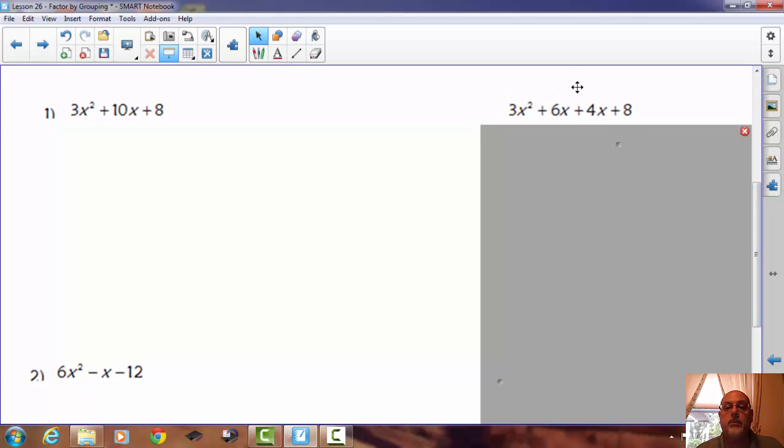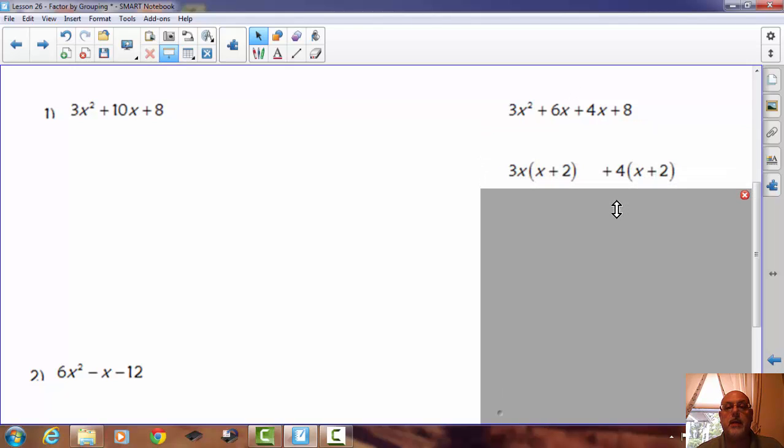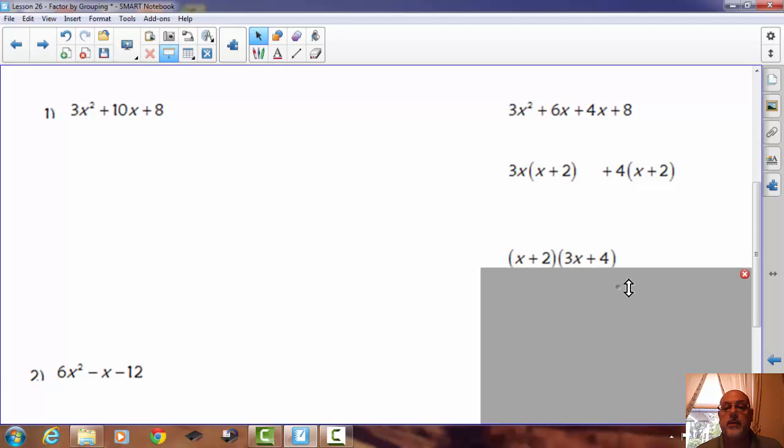So now, again, if we divide this problem in half right here after the 6x, the greatest common factor to the left is 3x, which leaves you with x plus 2 in the parentheses. The greatest common factor on the right is 4. You factor that out, and it leaves you with x plus 2. At this level of our problem, the greatest common factor is x plus 2, so you factor that out and it leaves you with 3x plus 4. So there are the two factors for this.